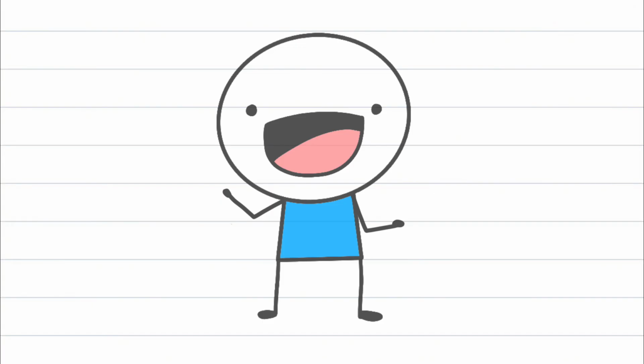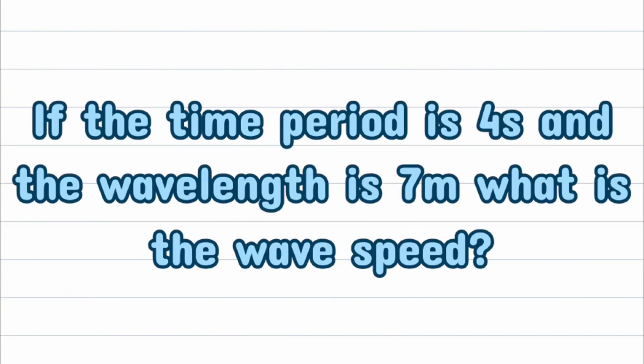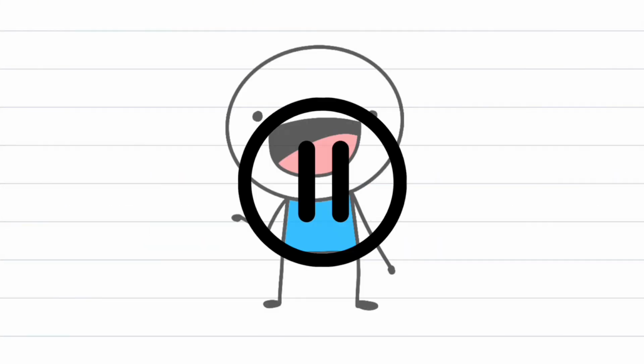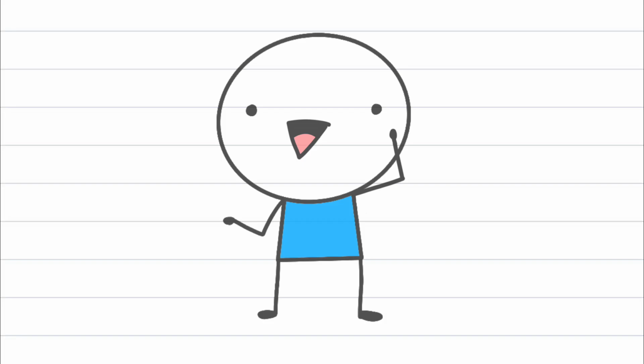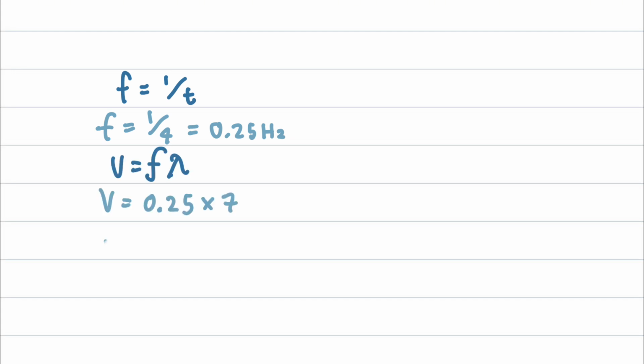Now to end it all, let's do a question with both equations combined. If the time period is 4 and the wavelength is 7, what is the wave speed? Pause the video and try. Just find 2 out of 3 for the wave equation, and you can find the last one. F equals 1 over T, so F equals 1 over the time period 4, or 0.25 hertz. V equals F lambda, so V equals 0.25, the frequency, times the wavelength, which is 7. Therefore, V equals 1.75 meters per second.